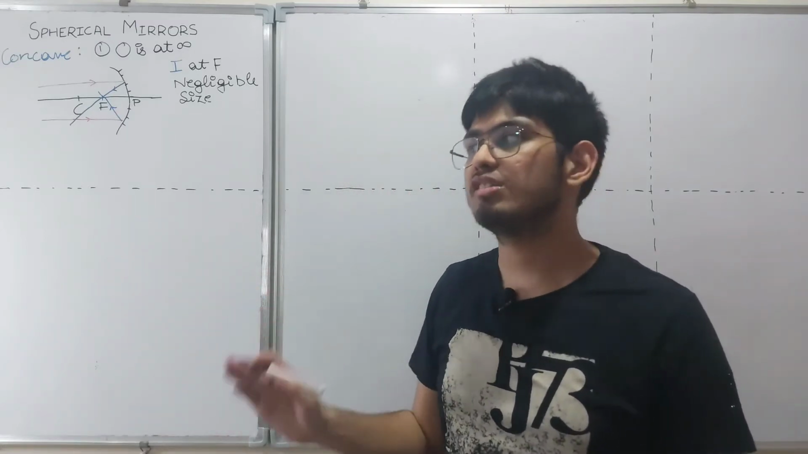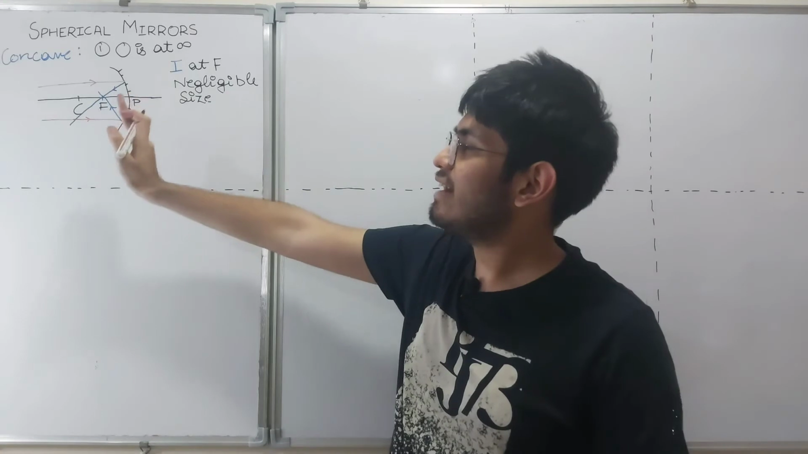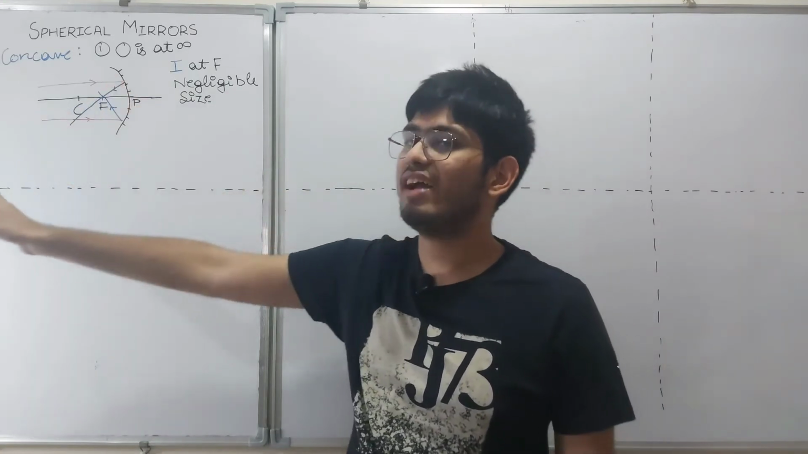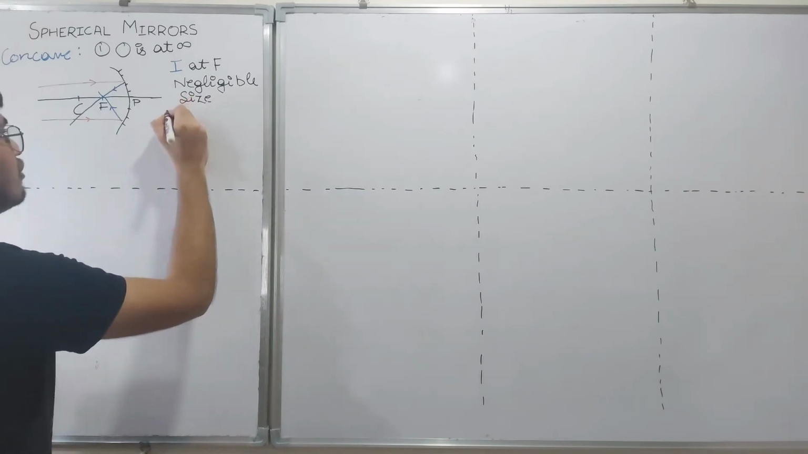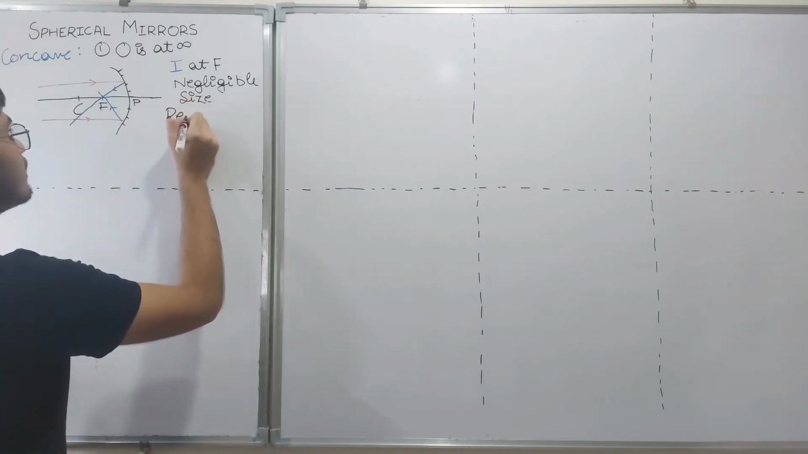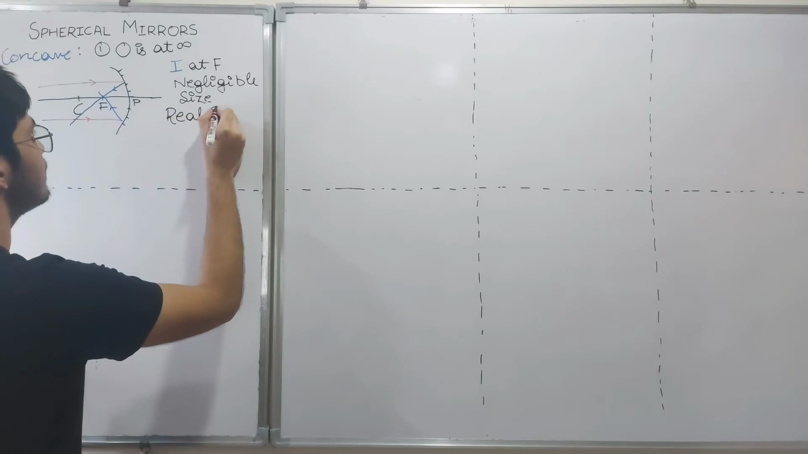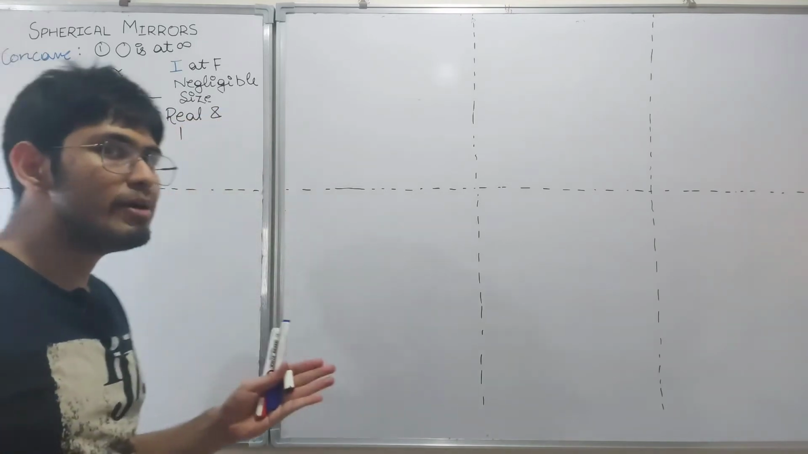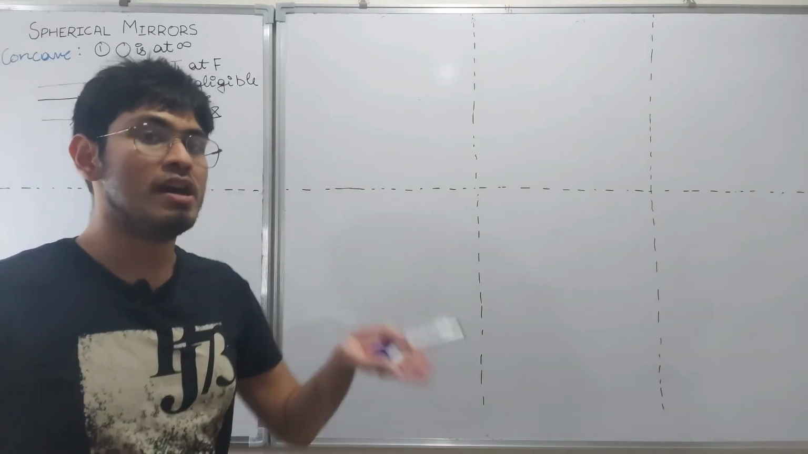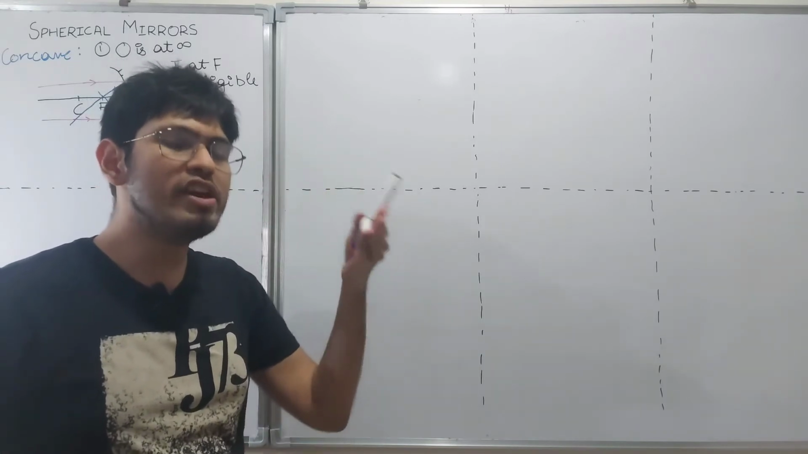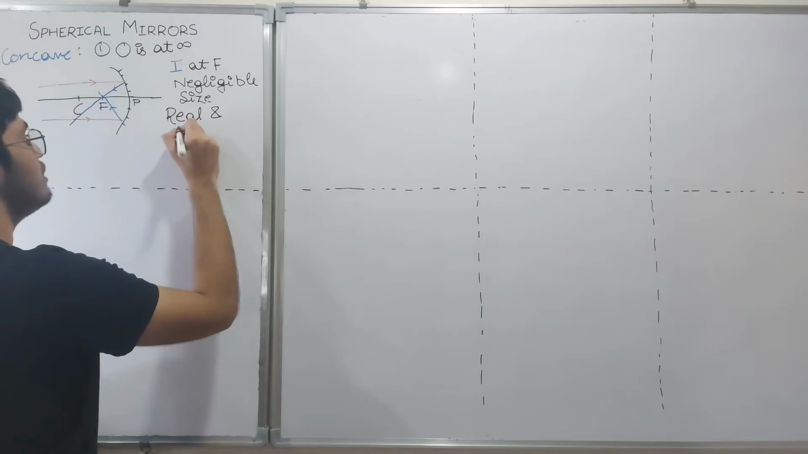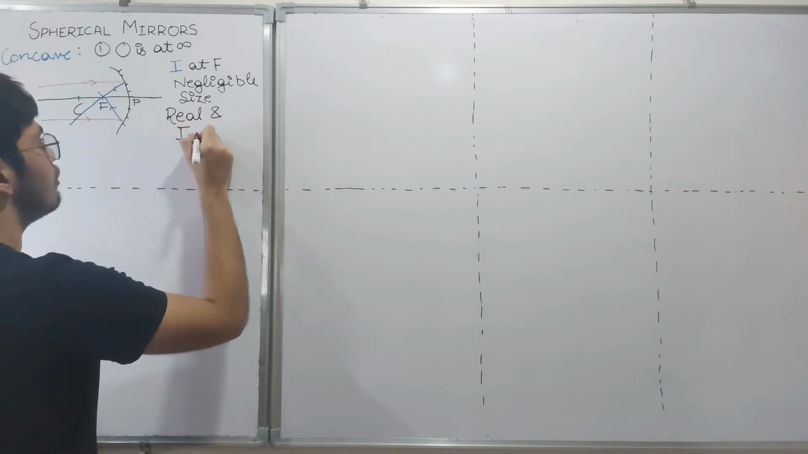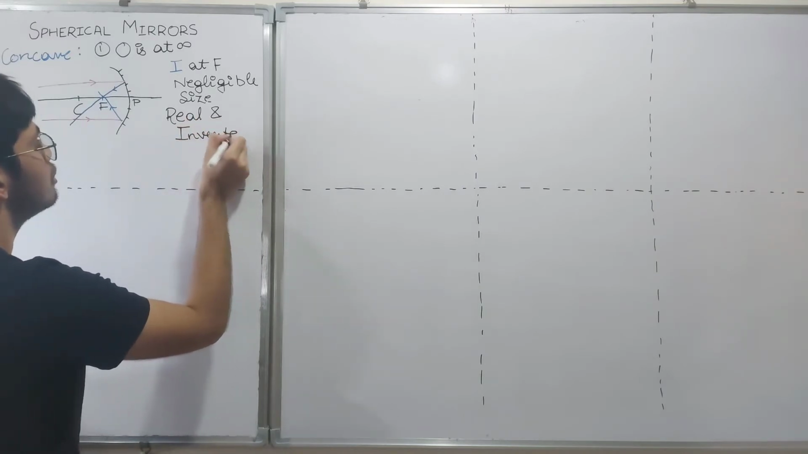Just remember this point. In this case the image is being formed towards the left hand side of the mirror, so the image will be a real as well as inverted image. See, a real image will always be an inverted image. A virtual image will always be an erect image. Just remember this point also. So the image is real and inverted.